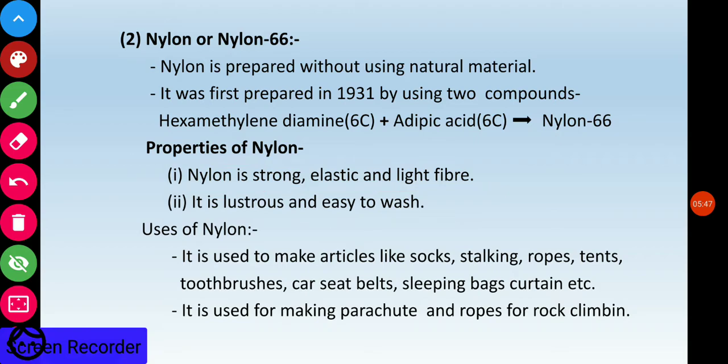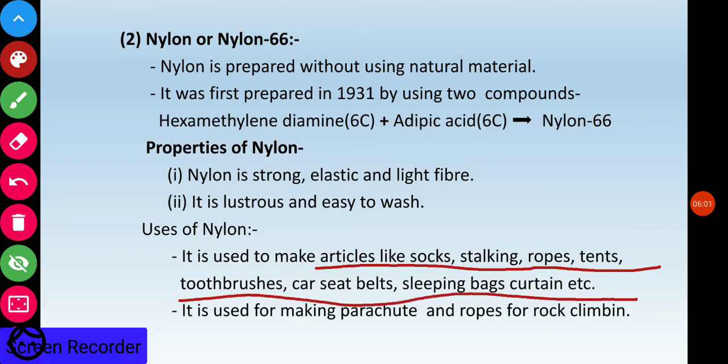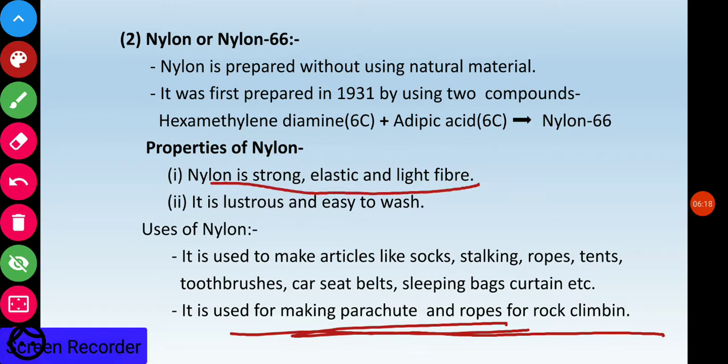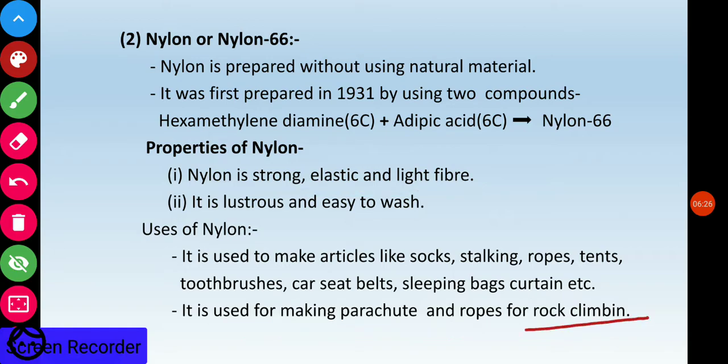Its uses: it is used to make articles like socks, stockings, ropes, tents, toothbrushes, car seat belts, sleeping bags, curtains, etc. It is used for making parachutes and ropes for rock climbing. From these two uses, you can understand how strong nylon is. Because of its strength, it is used to make parachutes and ropes for climbing.